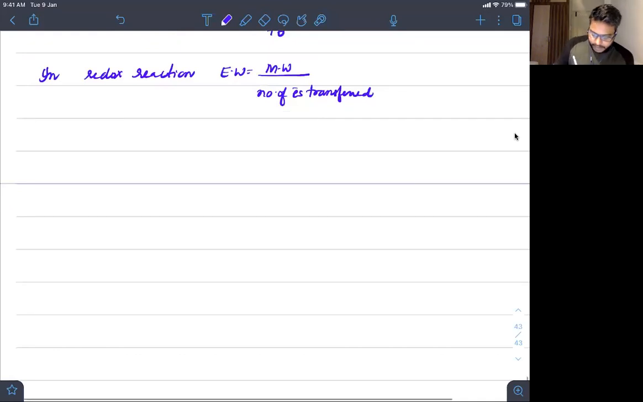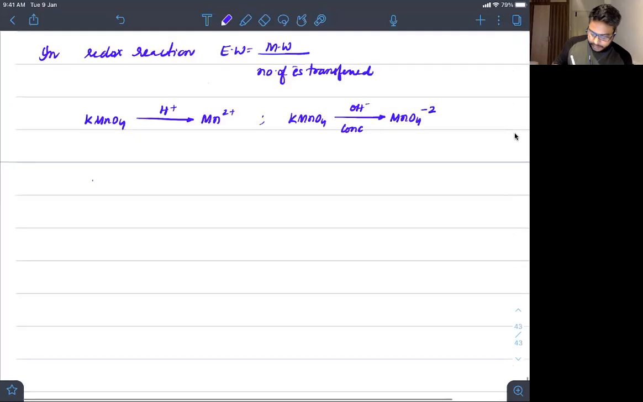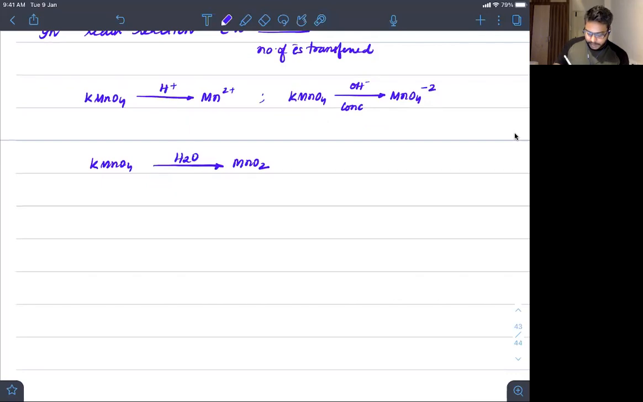For example, if you take KMnO4, we saw that in acidic medium it will change to Mn plus 2. And same KMnO4, if you take basic medium, concentrated basic medium, it will change to MnO4 2 minus. And same KMnO4, if you take it in aqueous medium, then it will convert to MnO2. Correct?